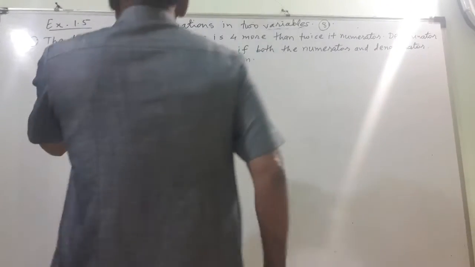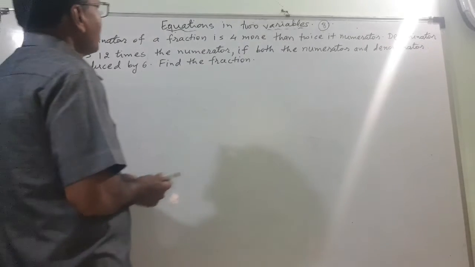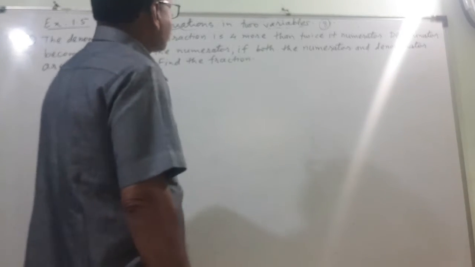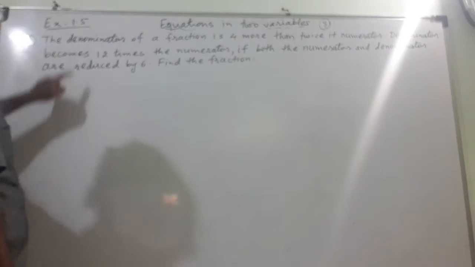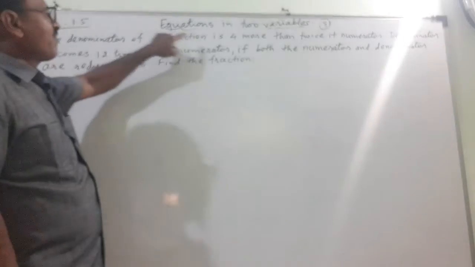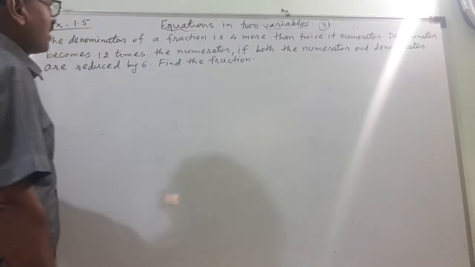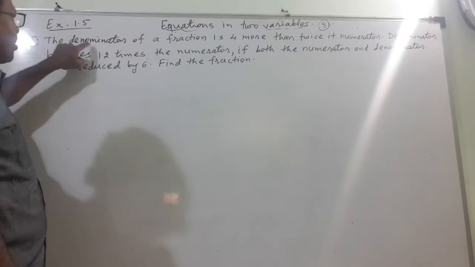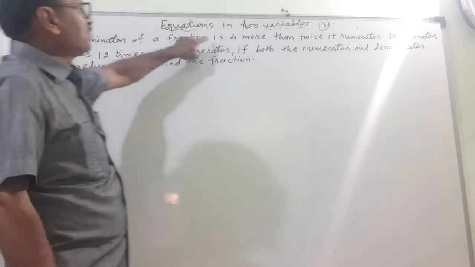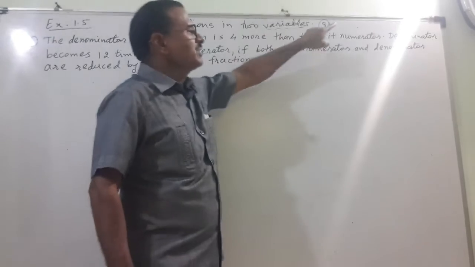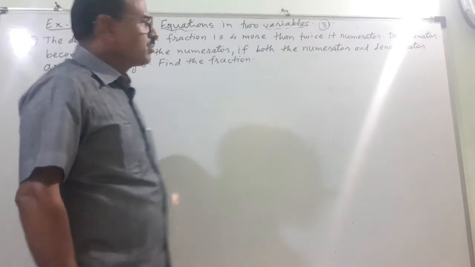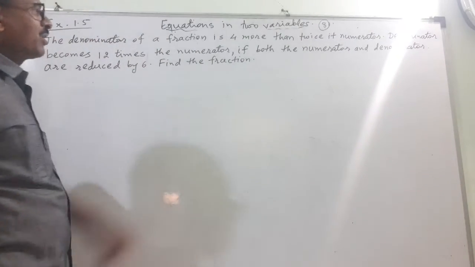We are in exercise 1.5, equations in two variables. This is the fourth example. The denominator of a fraction is 4 more than twice its numerator. So let the numerator be x and denominator be y.